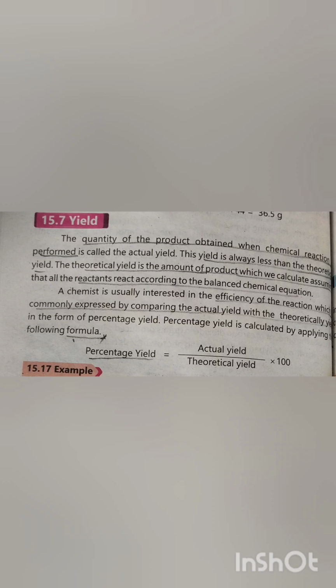The theoretical yield is the amount of product which we calculate assuming that all the reactant reacts according to the balanced chemical equation, and by using the comparison between actual yield and theoretical yield we can find the efficiency of the reaction. Percentage yield is calculated by applying the following formula: percentage yield is equal to actual yield divided by theoretical yield multiplied by 100.